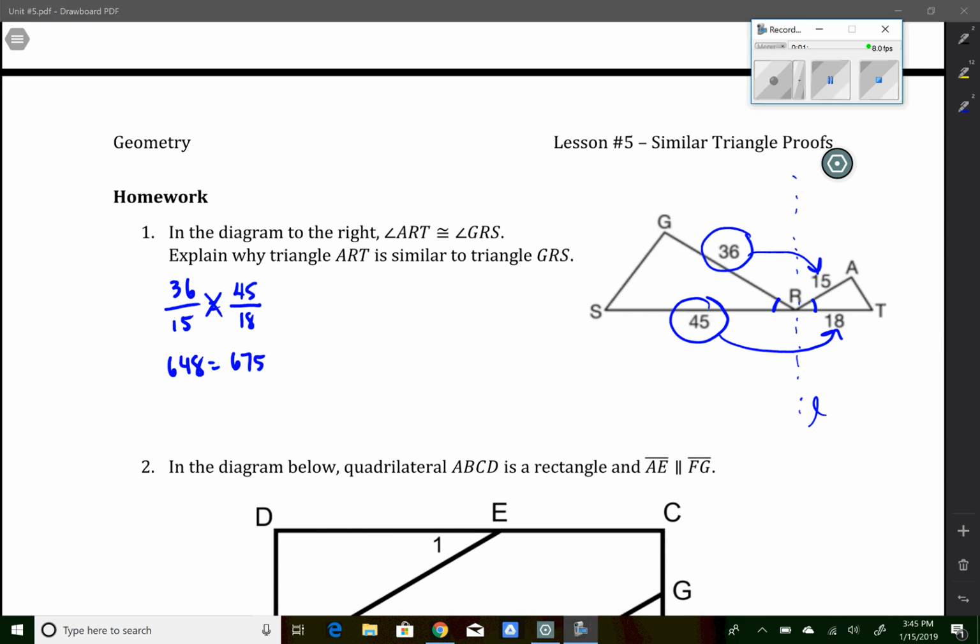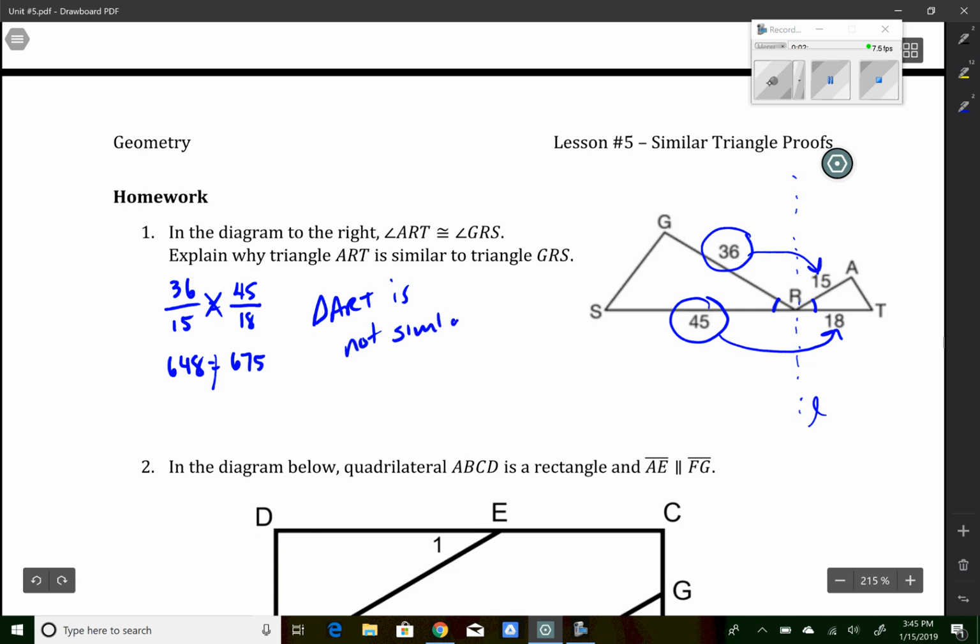So because these 2 ratios are not equivalent to each other, even if I was to simplify them, I'd get like 2.4 and 2.5 or something like that, we can actually say that triangle ART is not similar to triangle GRS.